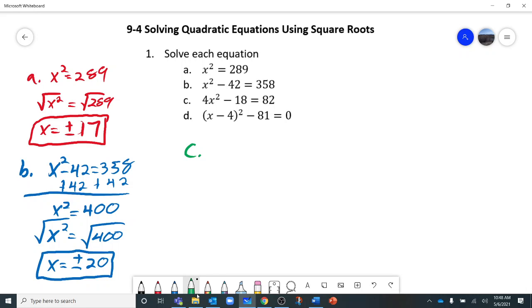C. So these are really nice. You can solve each equation using square roots. And that's really nice. It doesn't always work out quite so beautifully, but these work out. If you have the right scenario, this is kind of the nice way to do it.